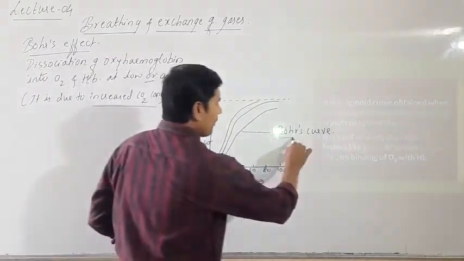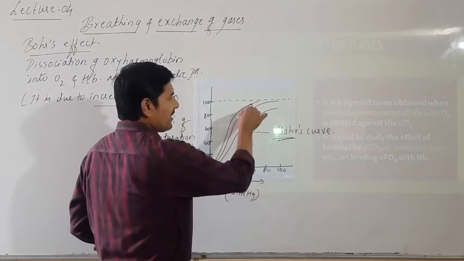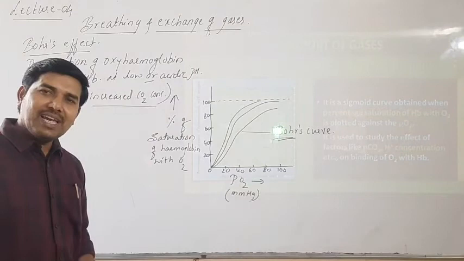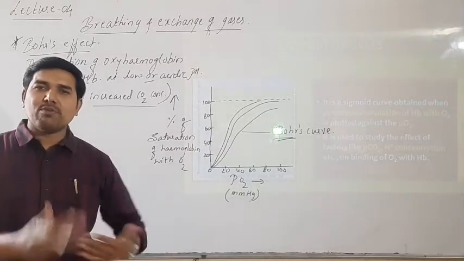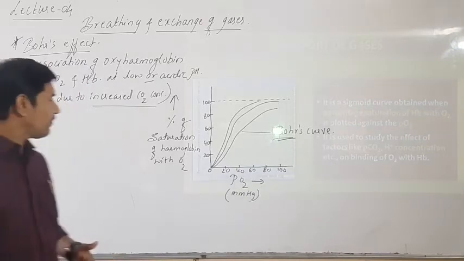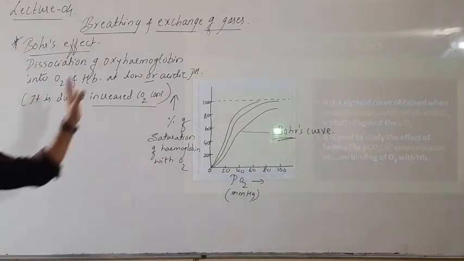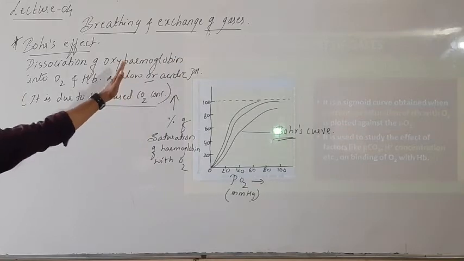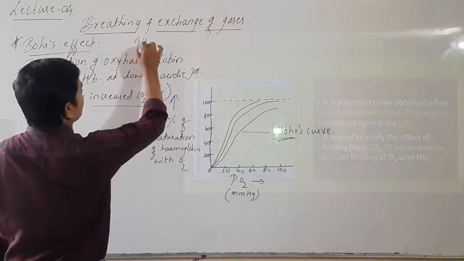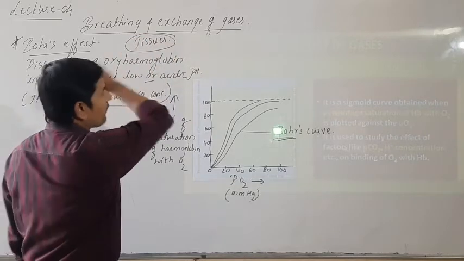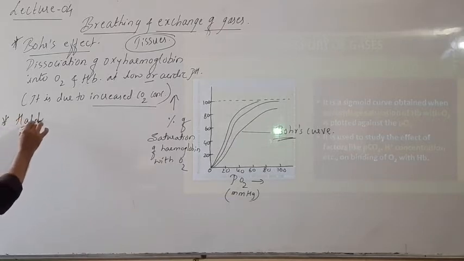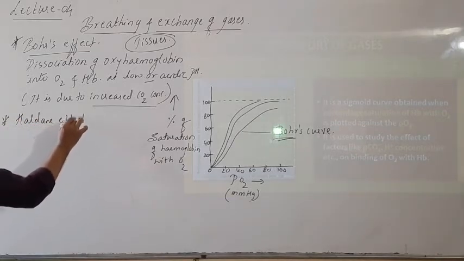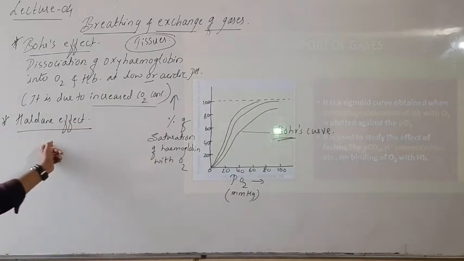So this is the Bohr's curve, this is the normal curve. This is if the CO2 level is very less. Association is also increased. This is one Bohr's effect, which is an additional part. Apart from this, we have one more, which is called the Haldane effect. Then what is this Haldane effect?